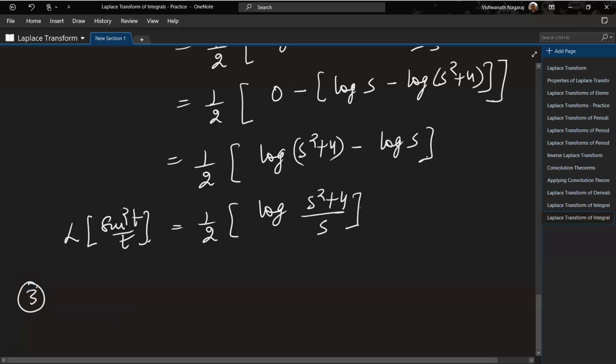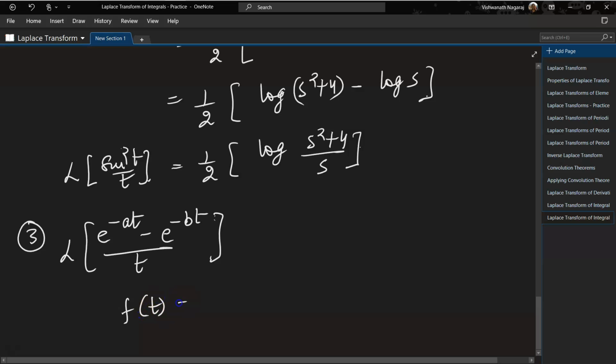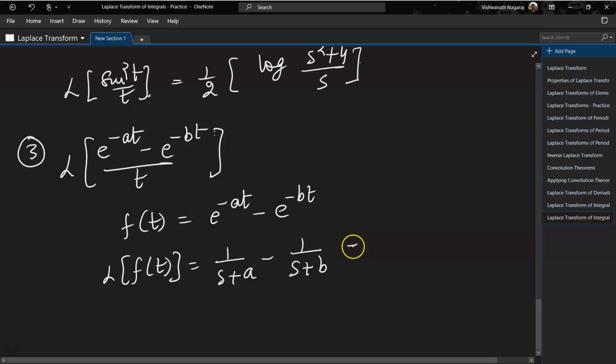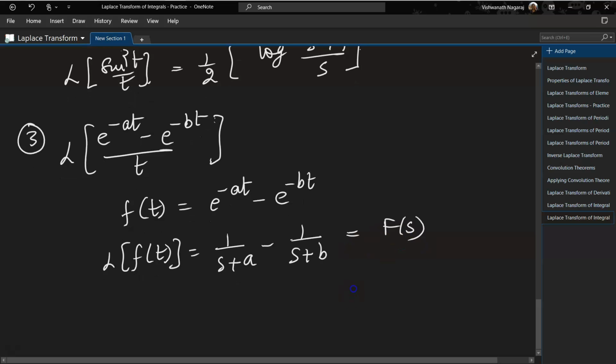Let's look at another problem. e to the power of minus at minus e to the power of minus bt by t. We have to find the Laplace transform of this. So again, let's say f of t is equal to e to the power of minus at minus e to the power of minus bt. So Laplace transform of f of t would be equal to, again, go back to your Laplace table, 1 by s plus a minus 1 by s plus b, and this is equal to F of s.